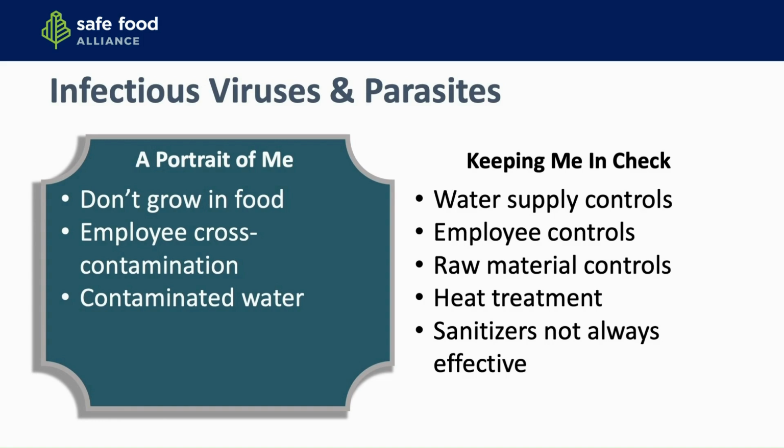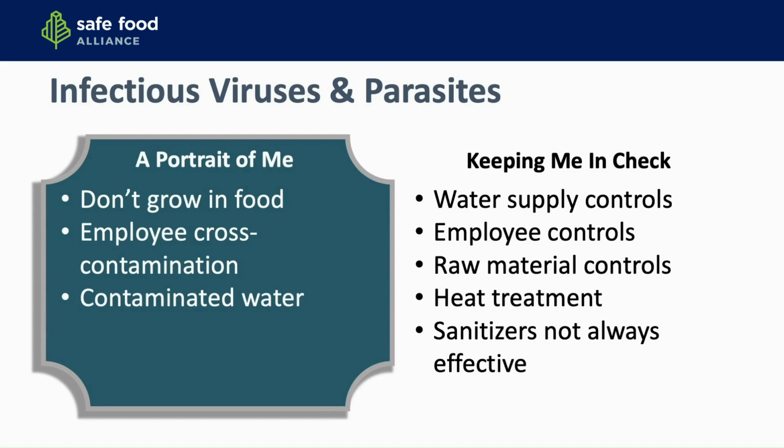Water supply controls. If you've been through the training for the produce safety rule under FSMA, you know that there are rigorous requirements for water testing and making sure that the water supply is safe and free of any microbial or sewage contamination. Employee controls, making sure that the employees are healthy and are practicing safe hygienic handling practices, hand washing and that sort of thing. Raw material controls, if you are importing a fresh food product, we want to make sure that it was grown in such a fashion that it was not contaminated.